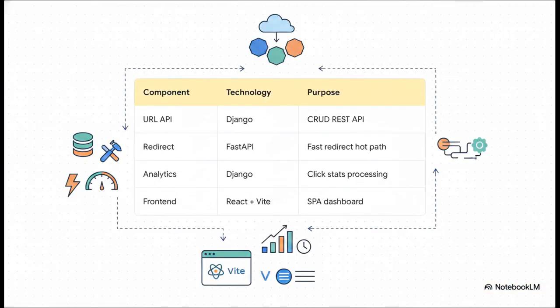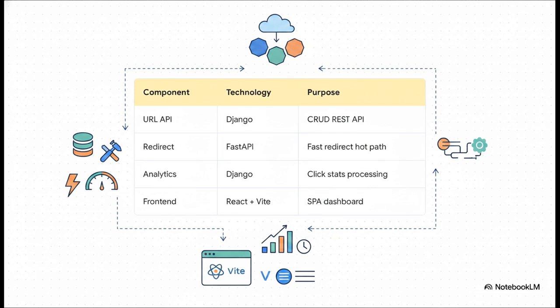What's really fascinating here is how the traditional monolithic approach is totally broken down into a highly specialized 3-microservice architecture. Notice how different tools are specifically chosen for different jobs. First up, we've got the URL API built with Django and the Django REST framework. This handles your standard CRUD operations, creating, reading, and deleting those shortened URLs. Then there's the redirect service built with FastAPI. This is the performance-critical engine for the whole system, and it is designed purely for speed.